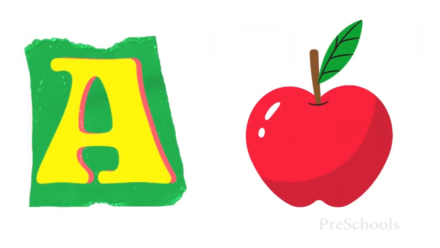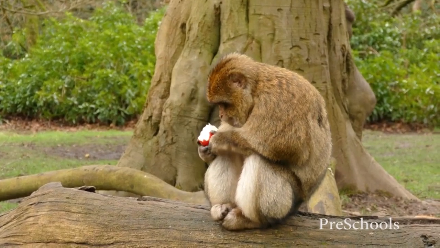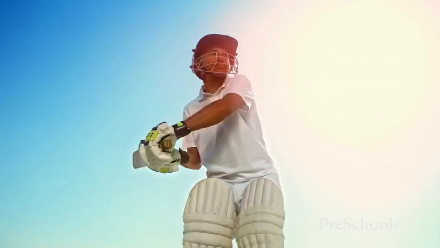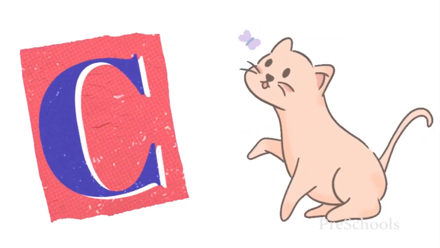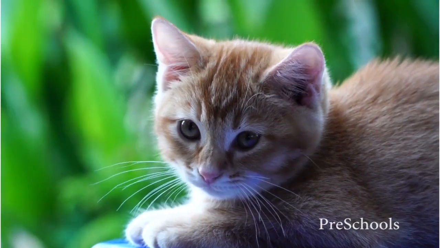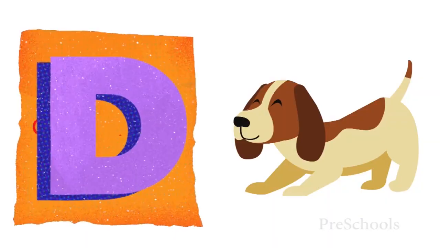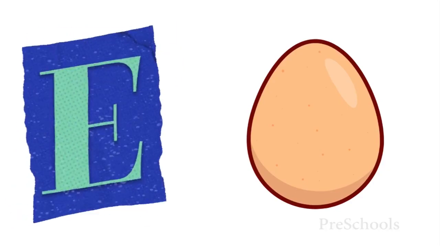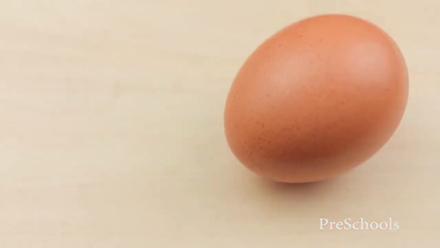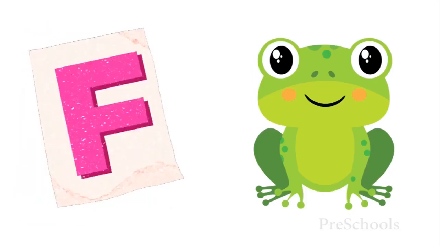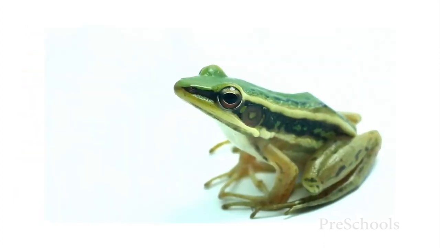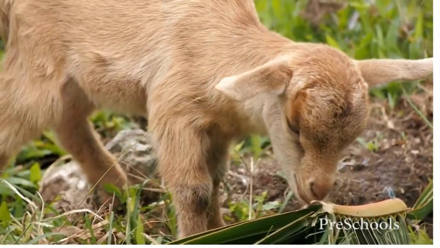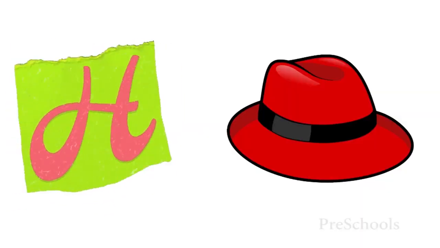A for apple. B for bat. C for cat. D for dog. E for egg. F for frog. G for goat. H for hat.